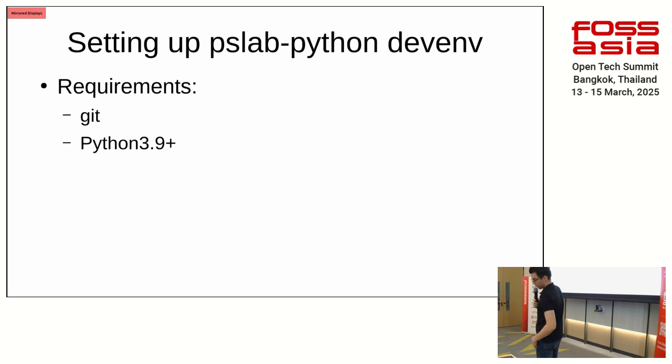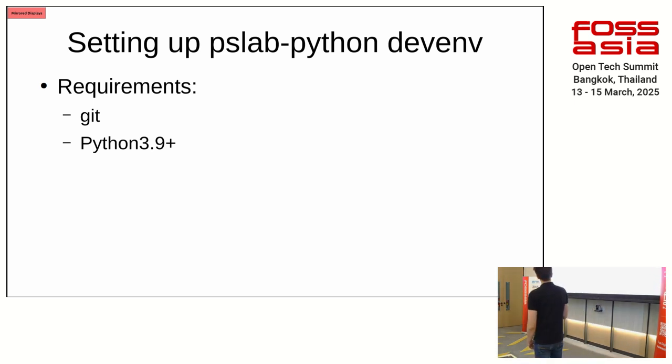So the first thing we're going to do is to set up the development environment for PSLab-Python. What you're going to need for that are Git and Python 3.9. Does everyone who wants to follow along have those things already? Otherwise you'll get some time later to do that.